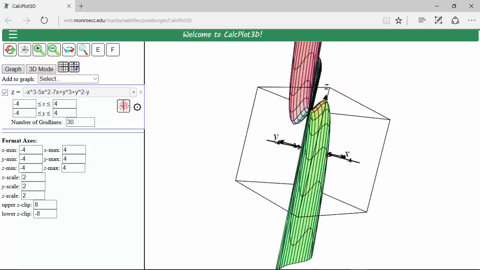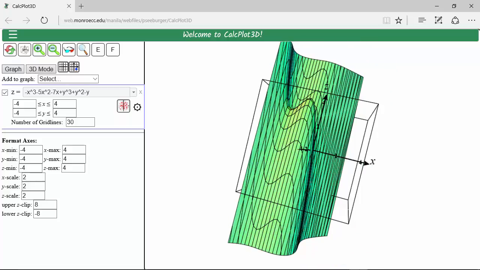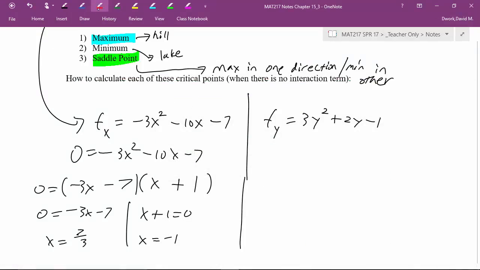And also, let's not forget, we also have this minimum hiding back there. So we're going to see where that pops up, where that comes out. But anyway, so let's minimize this down. Here we go. So that's the x direction. Now let's do the y direction.